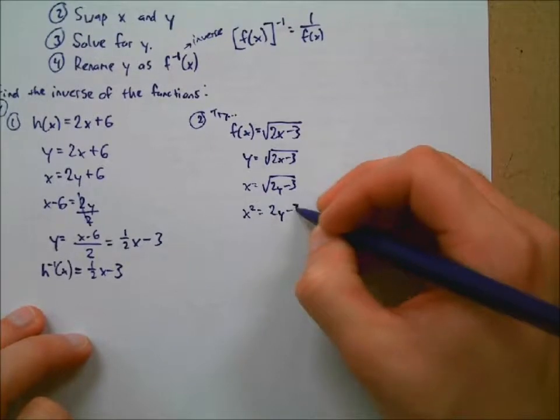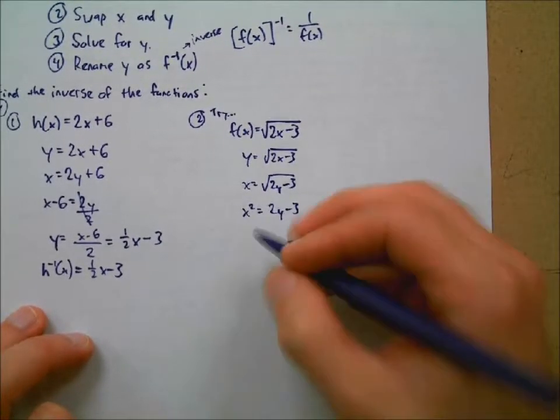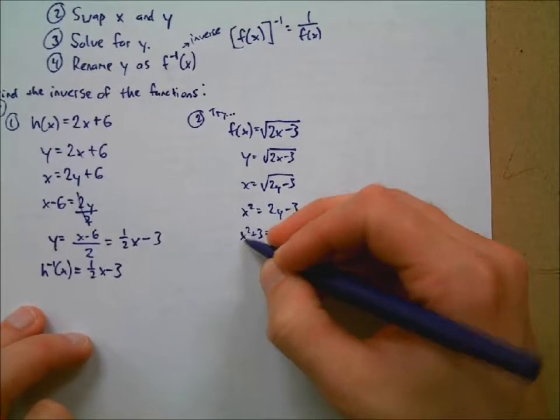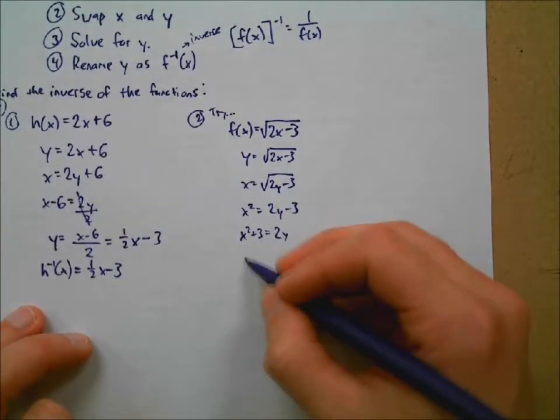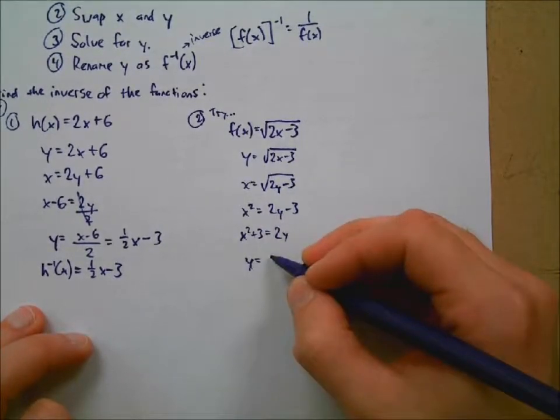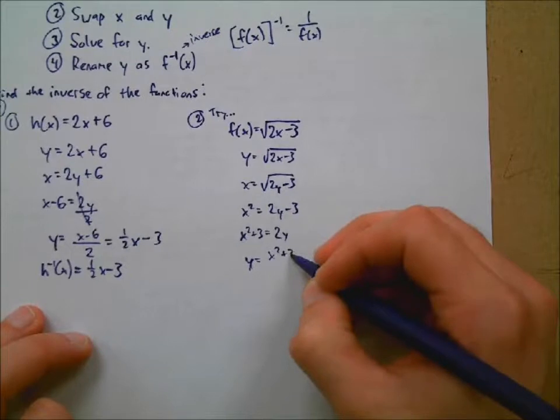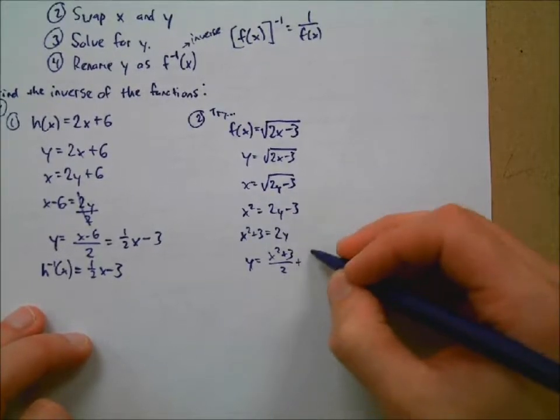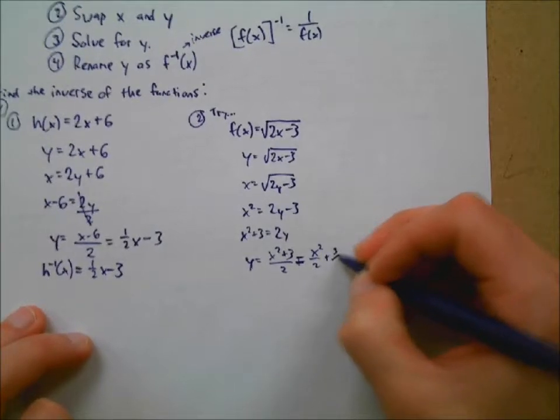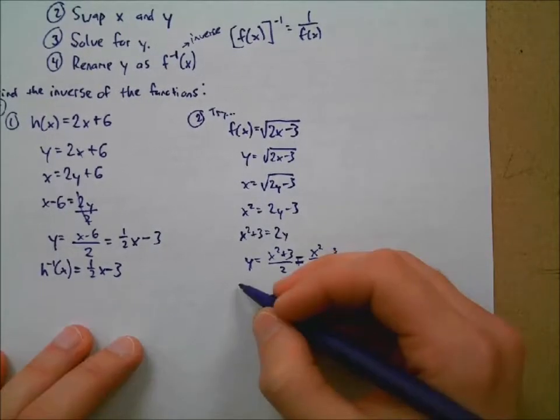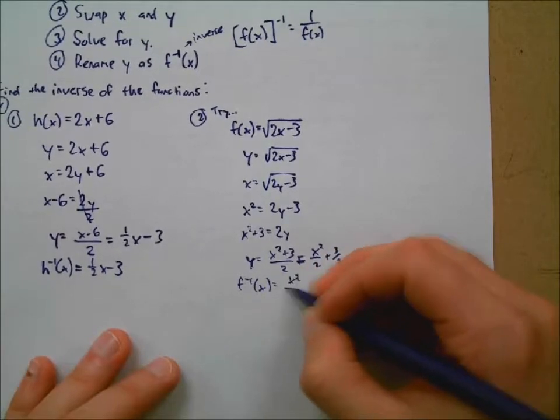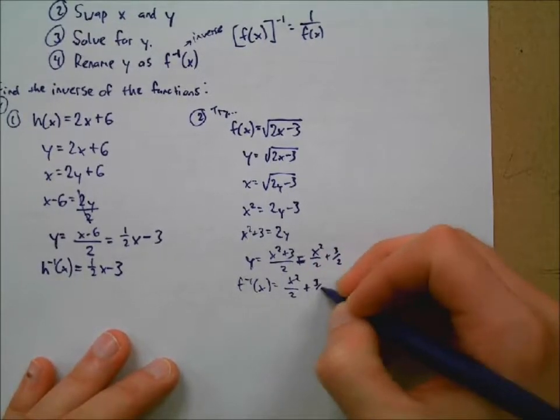And then I added 3 to both sides. X squared plus 3 equals 2y. And then I divided both sides by 2. And I got x squared plus 3 over 2, or x squared over 2 plus 3 halves. And then I changed it into f inverse of x. Yeah, f inverse is fine. You can say that f inverse of x equals, and then you just wrote x squared over 2 plus 3 halves.